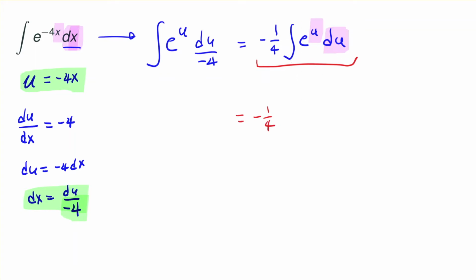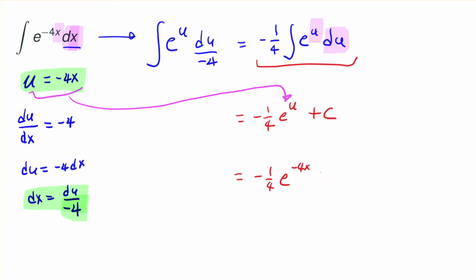We can take the antiderivative. The antiderivative of e to the u is just e to the u power. But here we have to write plus c. For the final answer, we have to plug back in what u is, this right here to right here. So the final answer is negative 1 over 4 e to the negative 4x plus c. This is the final answer. Of course, we can take the derivative of this one to check our answer. If you take the derivative of this, you will get e to the negative 4x.